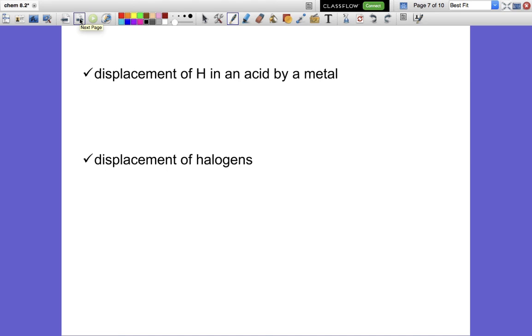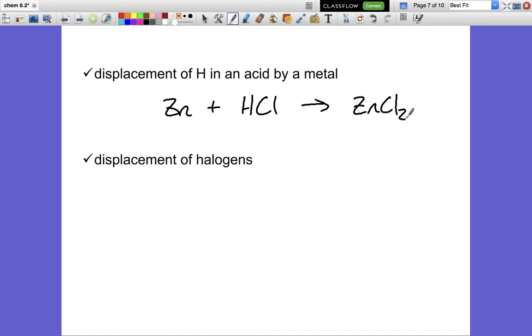Next is displacement of hydrogen in an acid. Same idea. Hydrogen's like a metal, so if I had an acid here, not water, hydrochloric acid, right? Same thing can happen. A replaces B. Zinc replaces that hydrogen, not the chlorine. So I end up with a zinc chloride instead of a hydrogen chloride.